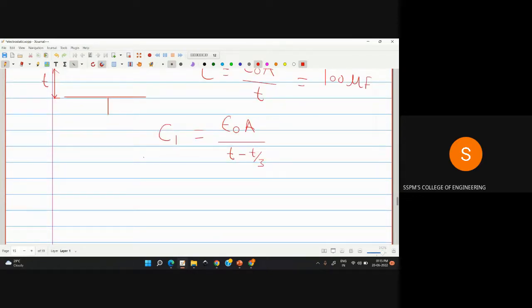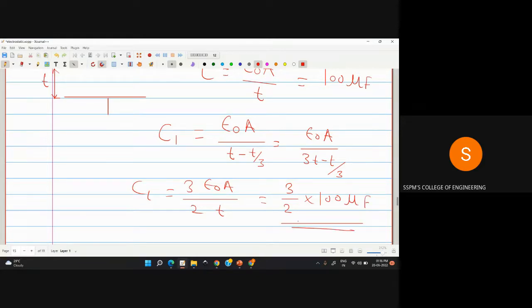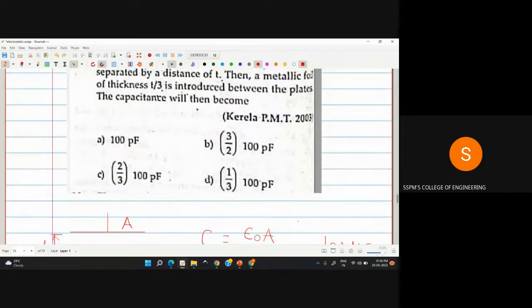So you solve it. So it will be epsilon 0 A divided by (T minus T divided by 3). So C1 is equal to 3 epsilon 0 A divided by 2 into T, where epsilon 0 A divided by T is known and it is equal to 100. So correct answer is 3 by 2 into 100, isn't it? So what is the correct option? 3 by 2 into 100.